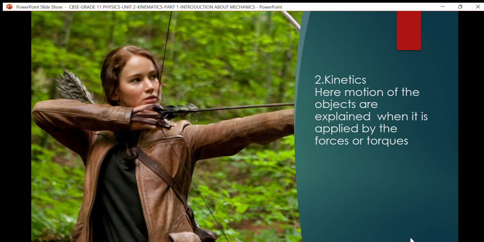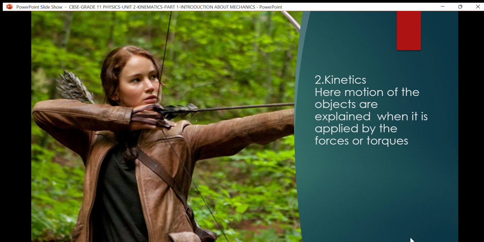So the second part of dynamics is kinetics. Here the motion of the objects is explained when it is acted on by forces or torques. In this picture, you can see when the arrow is released, what happens to the arrow. Once the arrow is released, you know that only one force is acting on this arrow, that is nothing but gravitational force. Why is the arrow coming down, why is it not going up? Why is its speed getting reduced? All these things are coming under kinetics.